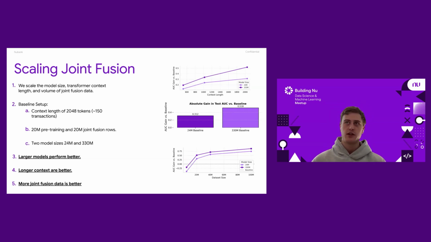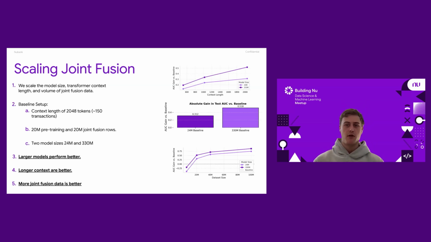We explore the model size, so two different model sizes, 24 million parameters and 330 million parameters. We explore some different context lengths, so 2048, 1024, and 512. And then we also explore various dataset sizes for joint fusion. For this, our baseline setup is a context length of 2048. We use 20 million pre-training rows and 20 million joint fusion rows. And then we have these two model sizes, the 24 million and the 330 million.